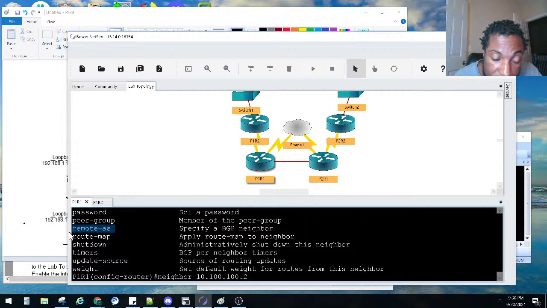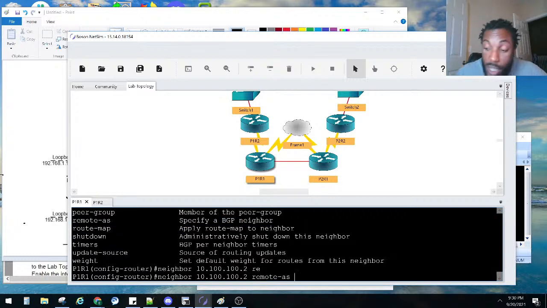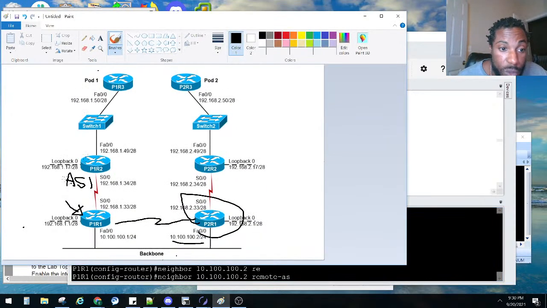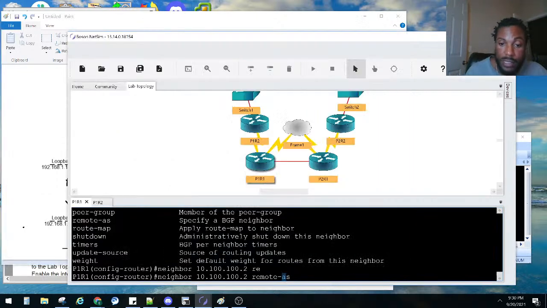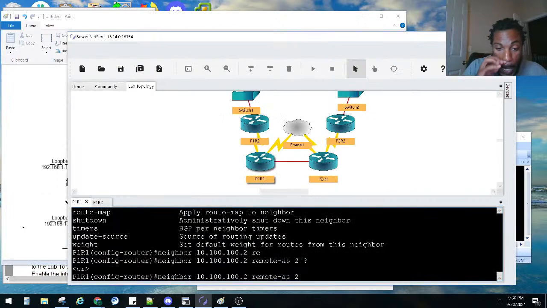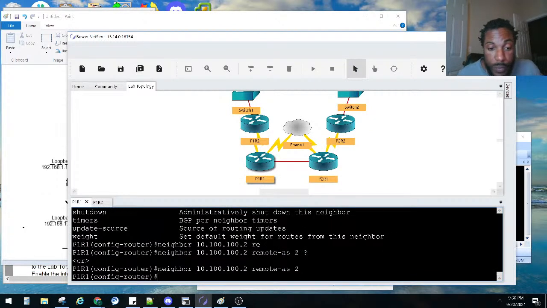Remote AS is the one. This is the command we need to worry about right here. Specify a BGP neighbor. In this case, the neighbor is going to be this guy, right? What's the remote AS? Remote autonomous system. The autonomous system that the neighbor is in, not us. We are in AS1, like I said. This guy is in AS2, that guy right there. So now we can put AS2, and then that should define our neighbor, right?